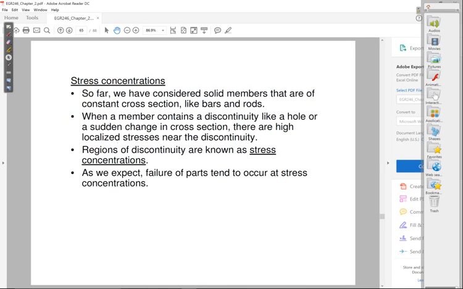The last topic in this chapter is what we refer to as stress concentrations. This is a natural phenomenon that people didn't really know about until they started noticing things that were not as expected. So let's go ahead and draw something here.